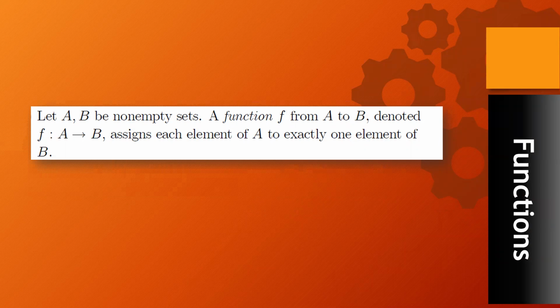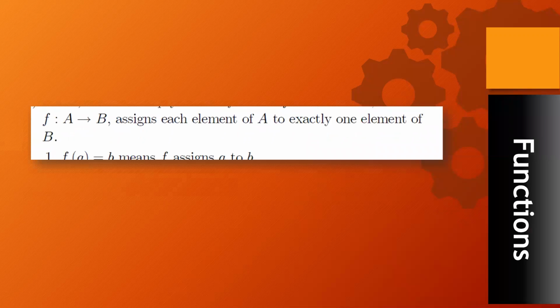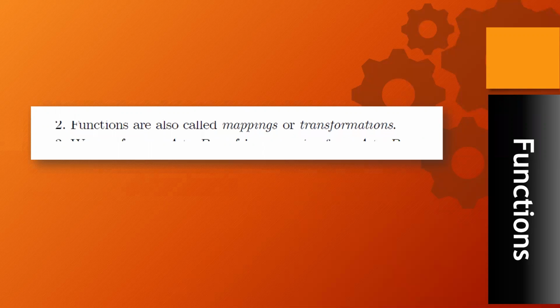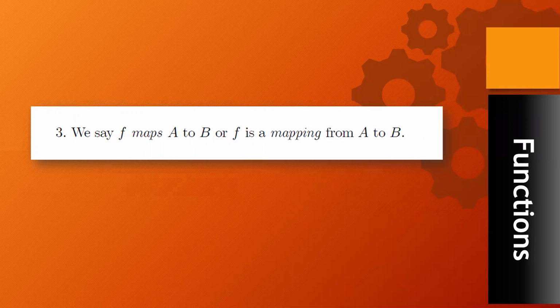So let A and B be non-empty sets. A function f from A to B is denoted as follows on your screen there. It assigns each element of A to exactly one element of B. So this f of A equals B thing that you've been seeing all along really means that f is assigning the element A to B. So it's called mapping. Functions are called mappings or transformations. So we can say that the function f is a mapping or maps A to B.